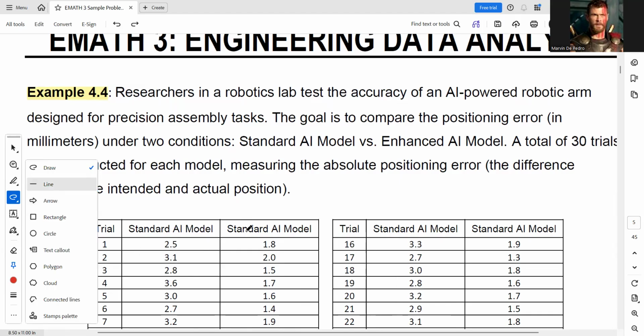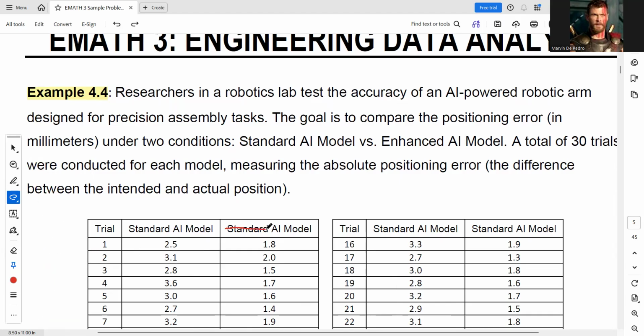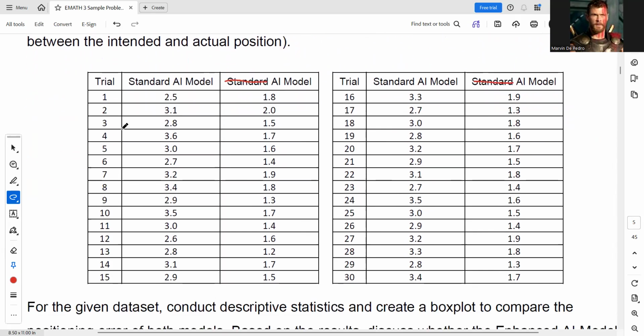This one should be the enhanced AI model. So, enhanced standard and enhanced AI model. And we have a total of 30 trials conducted for each model. So 30 for the standard and 30 for the enhanced, right?